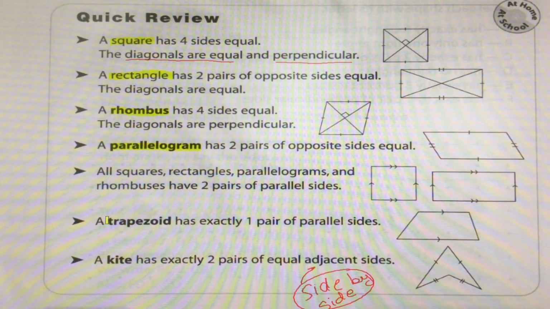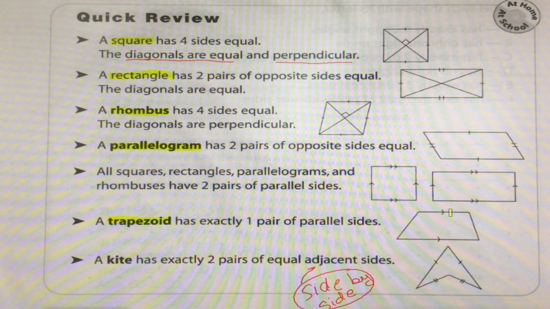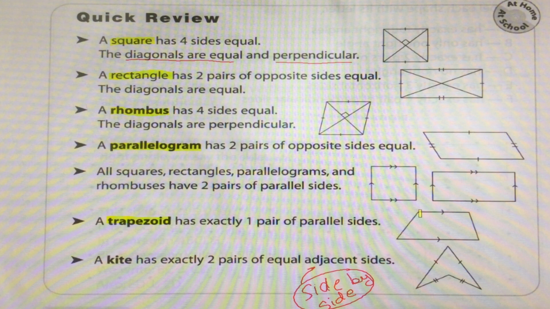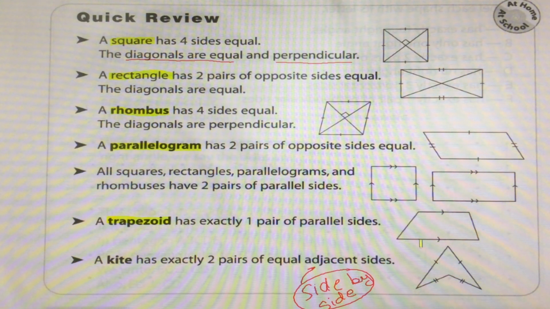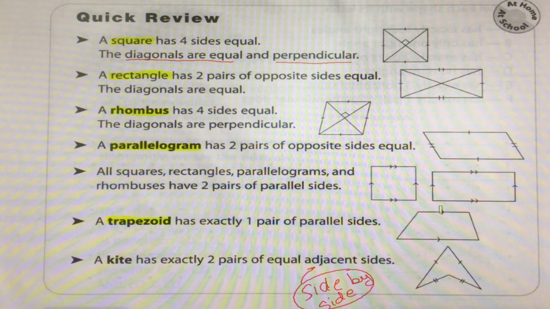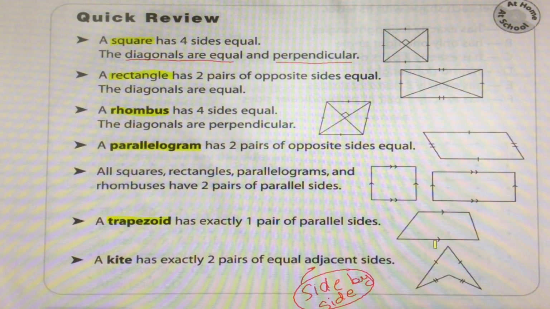So the trapezoid down here has exactly 1 pair of parallel sides, and we tend to think of the trapezoid as a type of table that we use in our grade 5 classroom. But in the grade 5 classroom, they're shaped a little bit different than this. But the key here is that it has 1 pair of parallel sides.